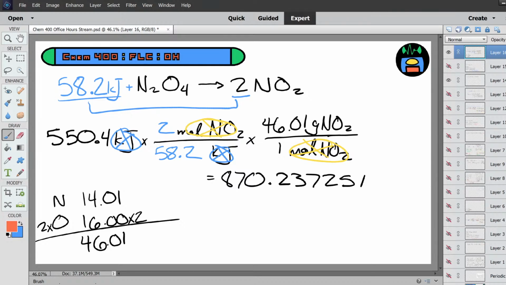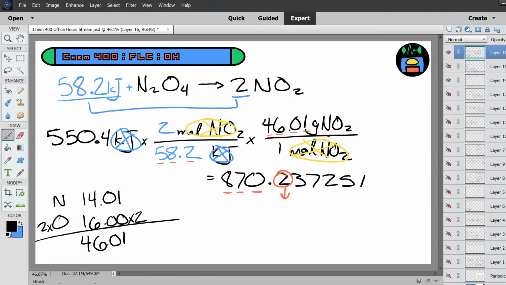870.237251. Sig figs wise, our molecular weight has 4. Our delta H only has 3. That's going to limit us to 1, 2, 3. 2 is going to round down.